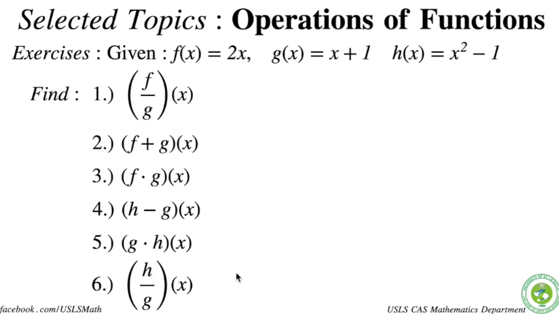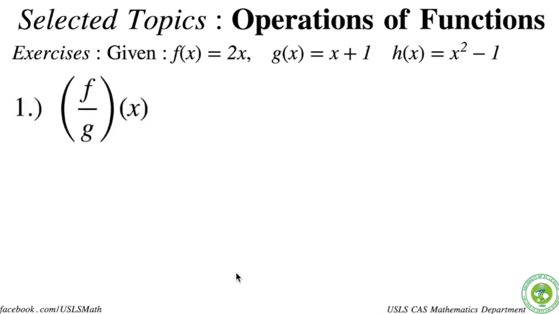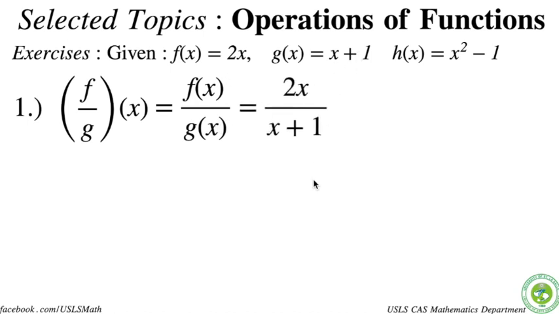Okay, starting with number 1. Number 1 is f over g of x. So f over g of x, that's quotient functions. That's a division of functions. So we're going to put it in this form: f of x over g of x. So f of x is 2x, g of x is x plus 1. So what we'll do is substitute the values of f of x as 2x, g of x as x plus 1. That will be this. And then we'll try to see if we can simplify this fraction. Okay, so as we can see, we cannot. That will be our final answer then.